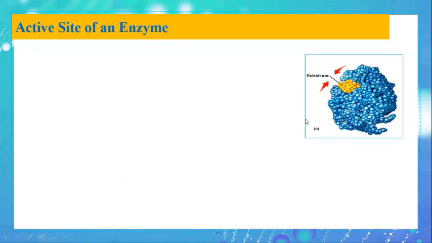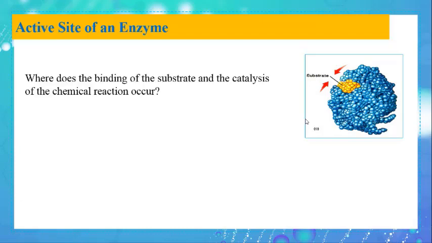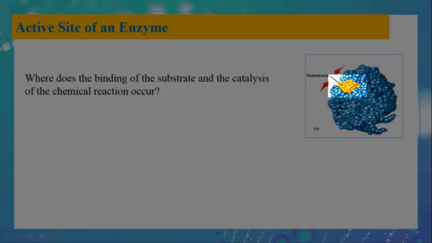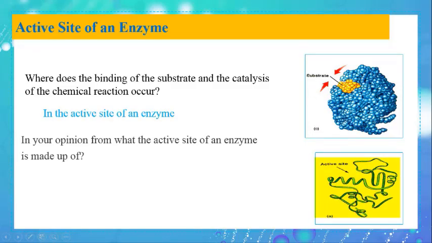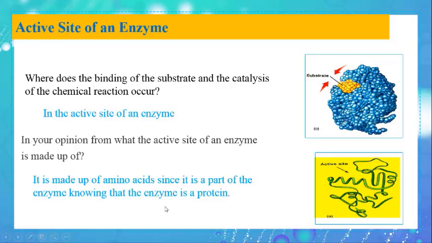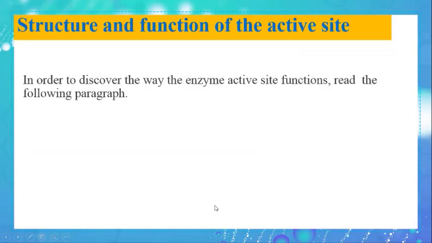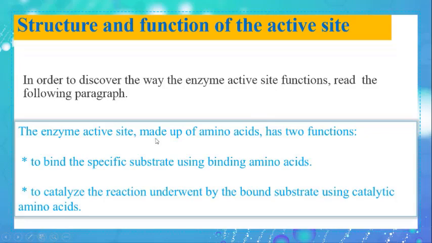Now, the active site of an enzyme. Remember when we talked about the active site of the enzyme? Where does the binding of the substrate and the catalysis of the chemical reaction occur? Yes, look here, in the active site of the enzyme. Okay, in your opinion, what is the active site of the enzyme made up of? Remember, the enzyme is what? Yes, a protein. And what is a protein made up of? Amino acids. So the active site is indeed made up of amino acids, since it's a part of the enzyme, knowing that the enzyme is a protein. Now, in order to discover the way the enzyme active site functions, you have to read the following paragraph.